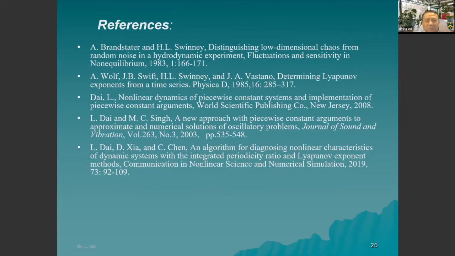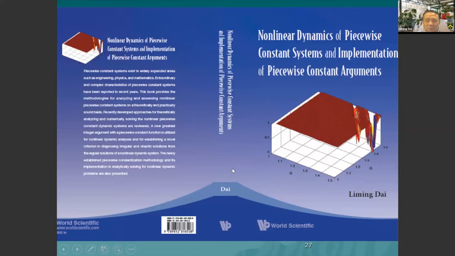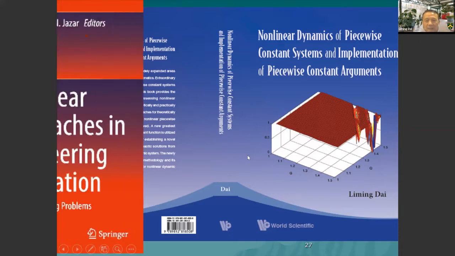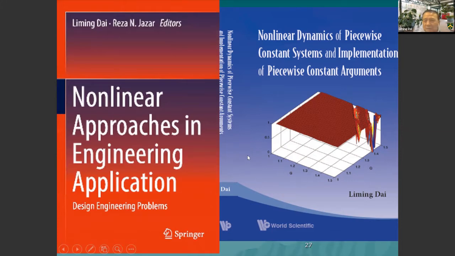If you want to, you can find the papers that I published in this area. And this is one of the books that I published, on what I have said about nonlinearity and the PR method that I just initiated. In comparison with the Lyapunov exponent, you can find the information from here. And this is a new book that I published with other people.